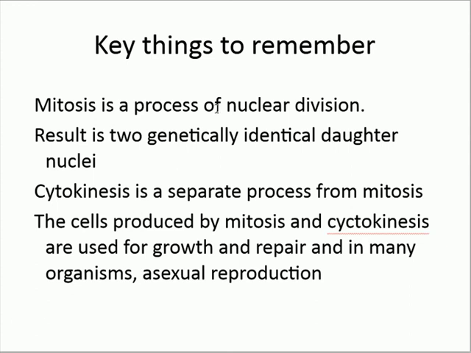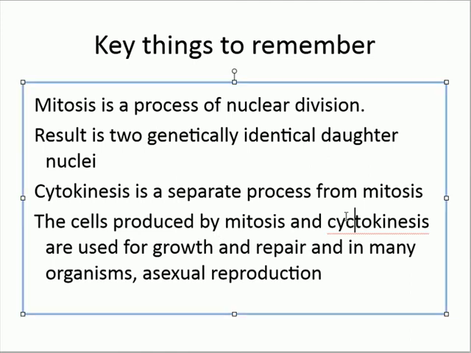So here are the key points to remember right now. First of all, mitosis is a process of nuclear division. Make sure that you study the 4 phases of mitosis and think about what happens to the chromosomes. The result is 2 genetically identical daughter nuclei. Next, cytoplasmic division or cytokinesis is a separate process from mitosis. Finally, the cells produced by mitosis and cytokinesis are used for growth and repair, and in many organisms for asexual reproduction.